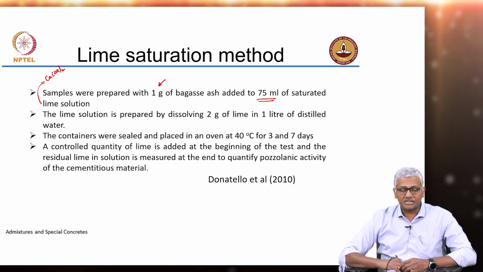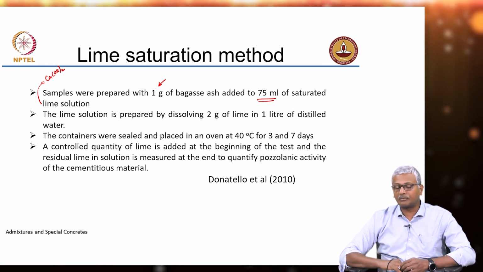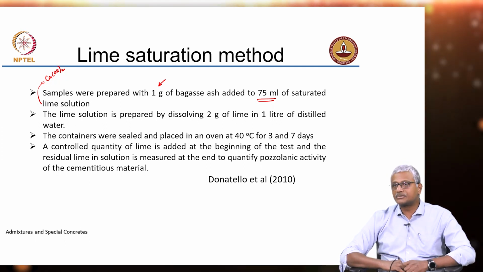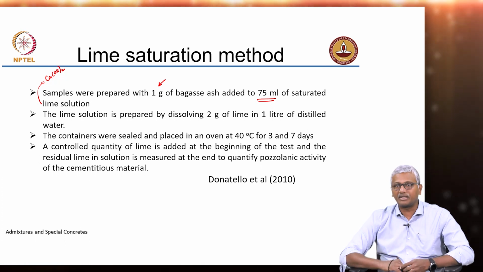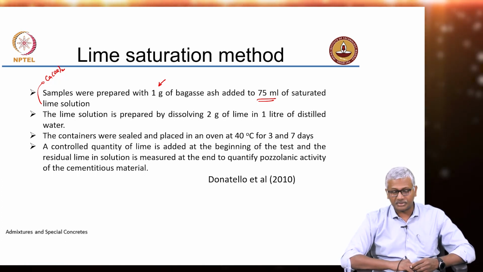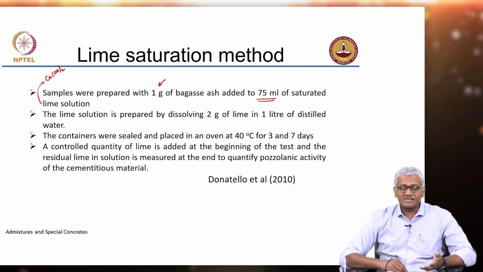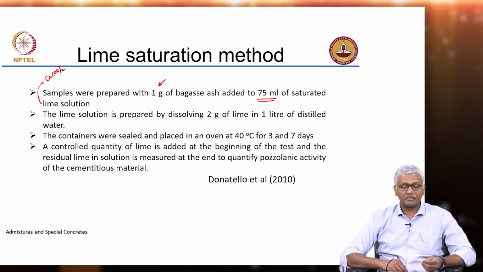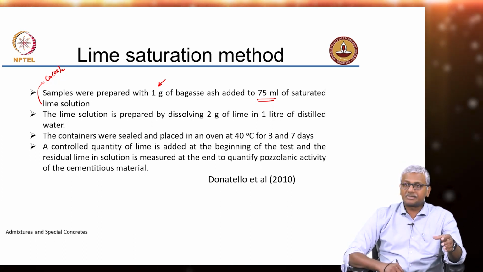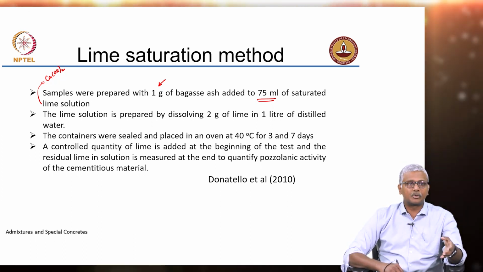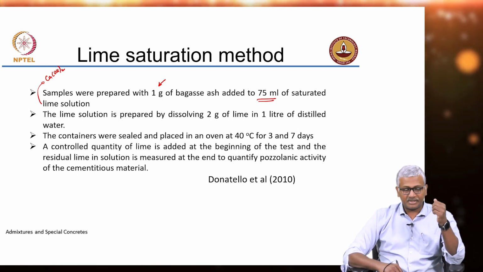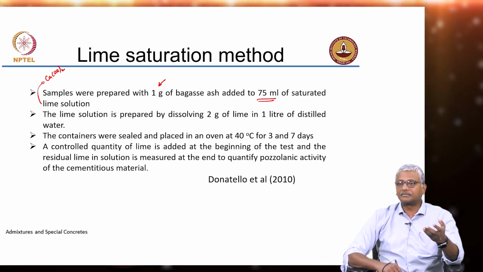So, lime solution here is prepared by dissolving 2 gram of lime in 1 liter of distilled water. So, that is already saturated at that level. That indicates that you can't really be dissolving much more than that in a given time, at a given temperature, okay. Now, once the supplementary material is put into the lime solution, the containers having this solution basically are shifted to an oven at 40 degrees for 3 and 7 days. What will happen with time?